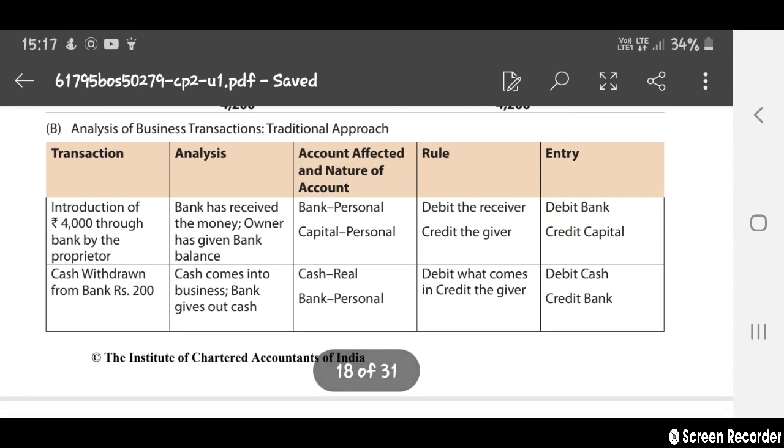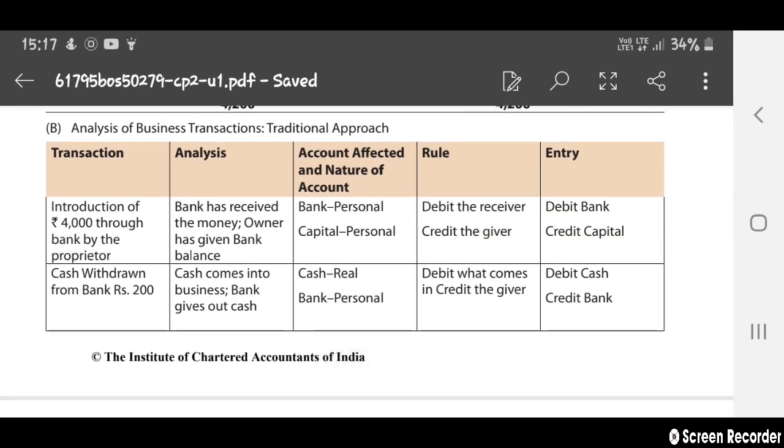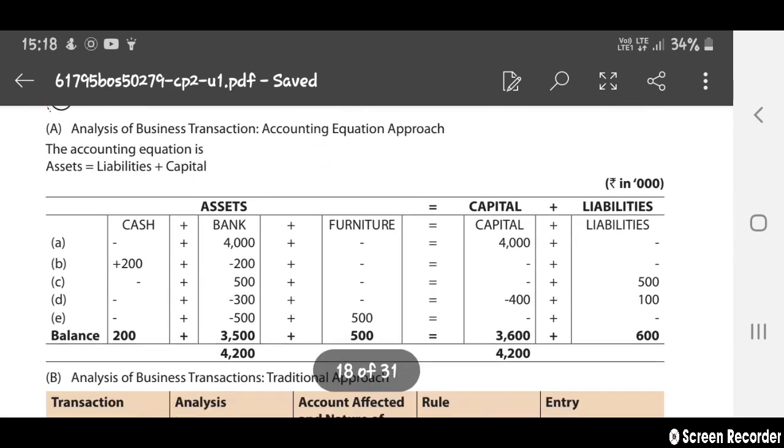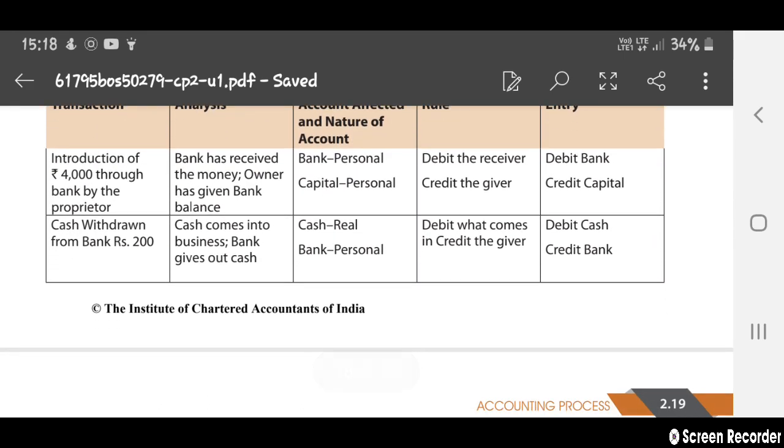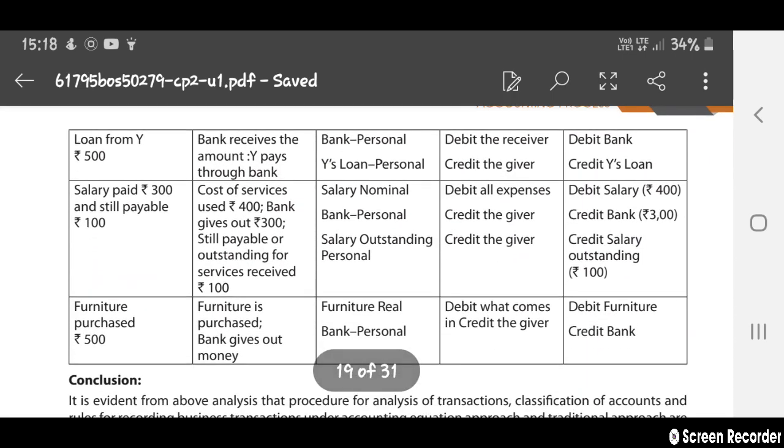Next, let us balance this in the traditional approach. The transactions and the information they have given, I have written all of it. Introduction of rupees 4000 through bank by the proprietor, cash withdrawn from the bank rupees 200, loan from Y, salary paid rupees 300 and still payable 100, furniture purchased rupees 500.